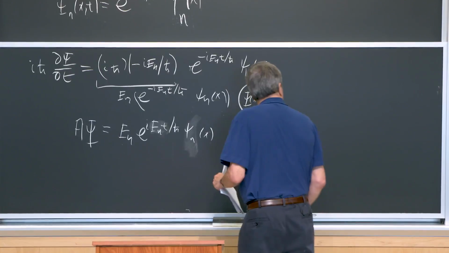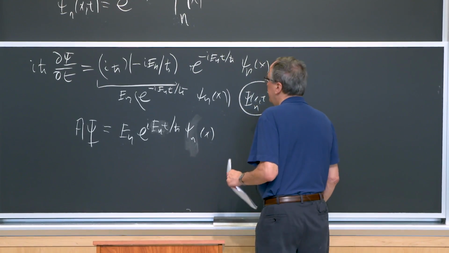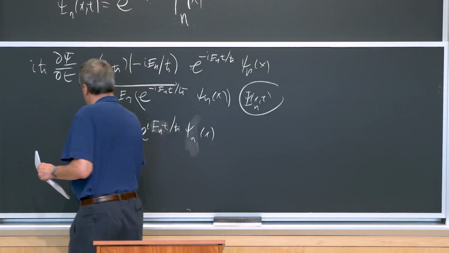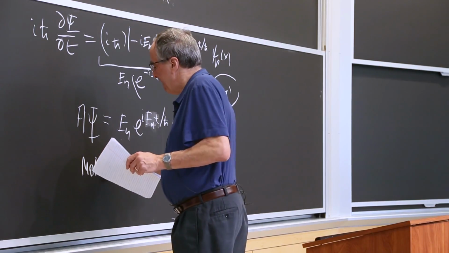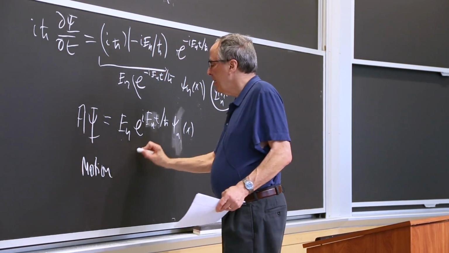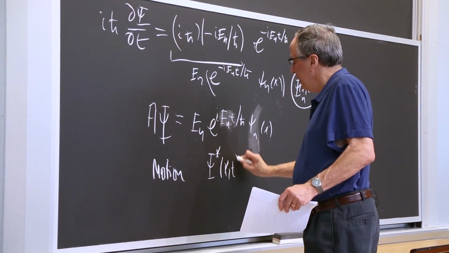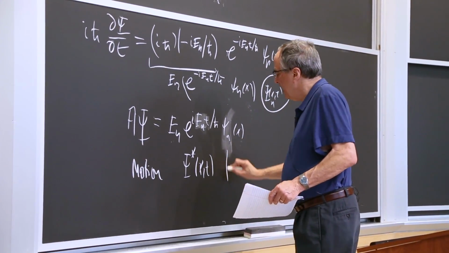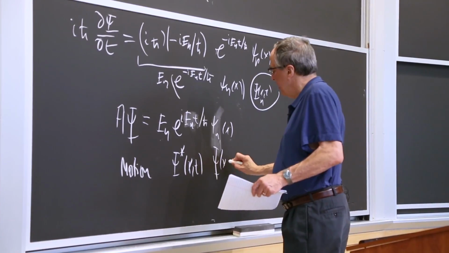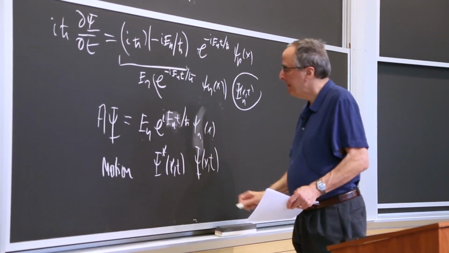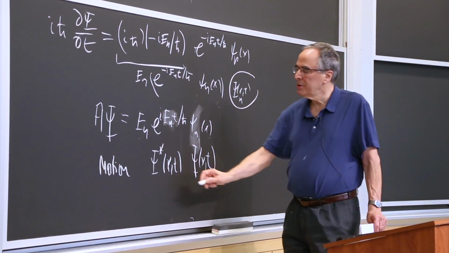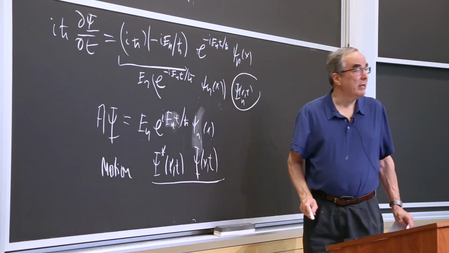So first problem is motion. So we have psi star of x and t, psi of x and t. So we have this thing, which we're not going to integrate yet.